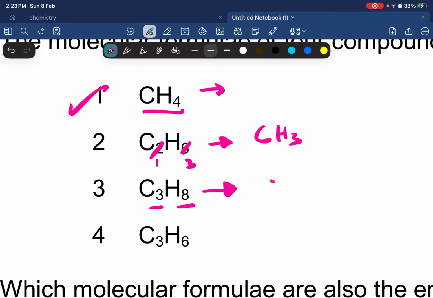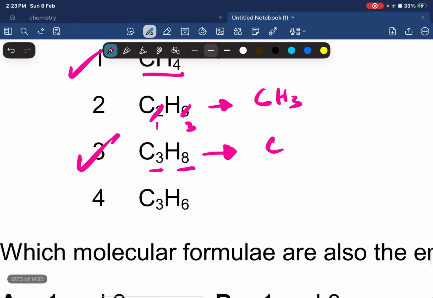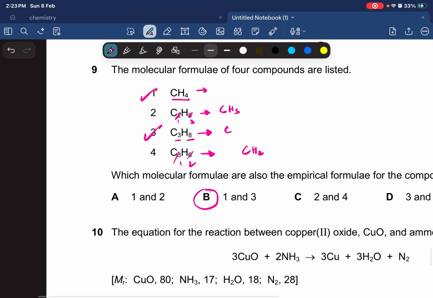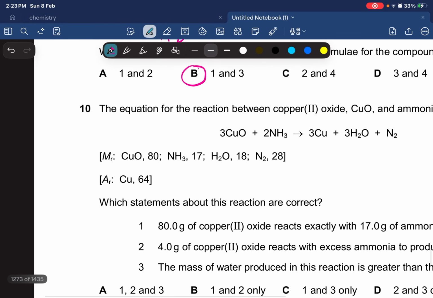3 and 8 do not share a common factor. So this is also our answer. C3H6 can be further simplified: 3 times 1 and 3 times 2, so it can become CH2. That means 1 and 3: their molecular formulae are also their empirical formulae.